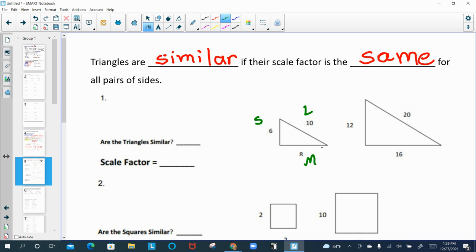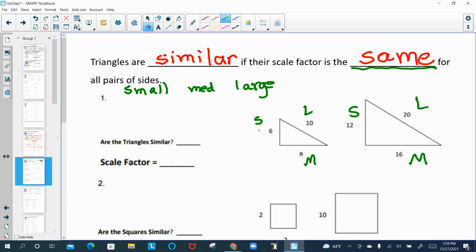That's your large side. And if we go over here to the big triangle, we have 12 and 16 and 20. 12 is our small side, 16 is our medium side, and 20 is our large side. So what we have to do is set up 3 scale factors: a small, a medium, and a large. And we have to look at all of those scale factors and determine, are they the same?